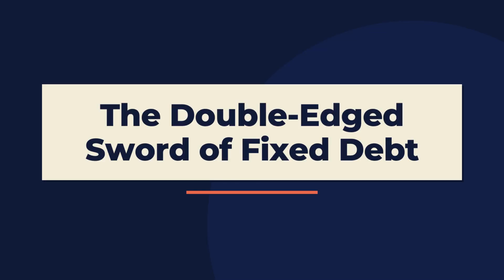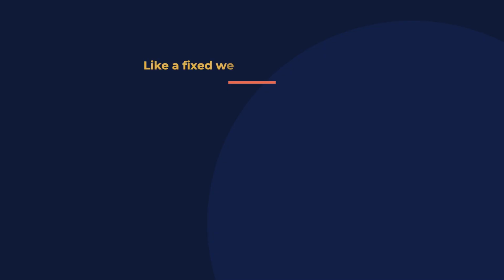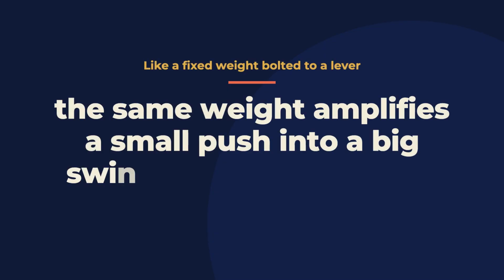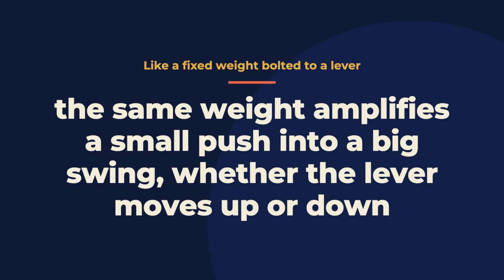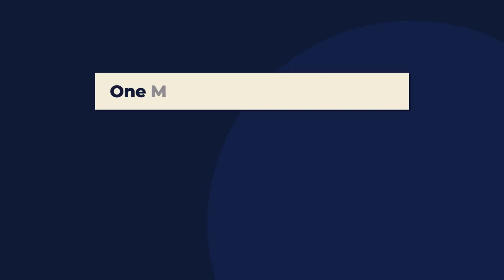One feature of fixed rate debt explains why leverage feels like a rocket booster one year and an anchor the next. The interest charge never moves. It is locked in when the debt is issued and stays the same dollar amount no matter how the business performs. Think of the fixed interest charge as a fixed weight bolted to a lever. It doesn't care which way operating profit moves, it just amplifies the swing, turning a modest change into a much bigger one for shareholders.